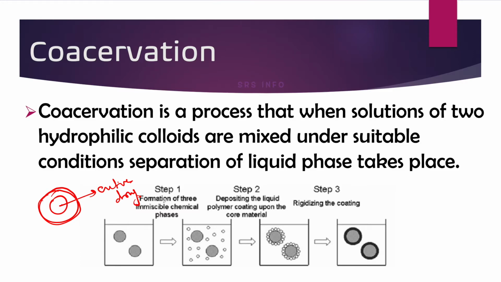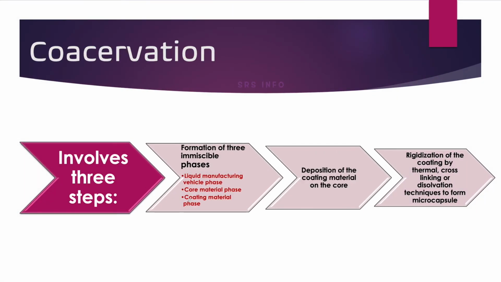But in co-acervation phase separation, this is a process in which, when solutions of two hydrophilic colloids are mixed under suitable conditions, separation of liquid phase takes place. Okay, what we will do with this liquid phase? The core material is separated, the liquid phase is separated, and then the liquid polymer coating is deposited upon the core material. This is the core material and the small particles given as the coating. And in the third step, rigidizing this coating. Clear? It involves three steps.